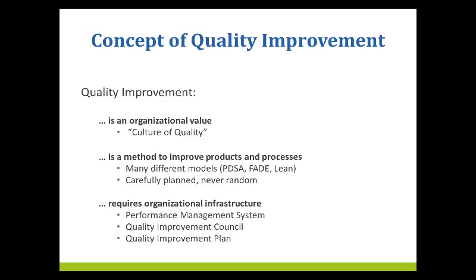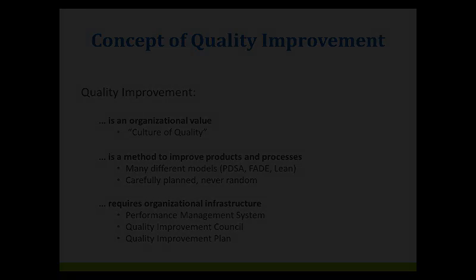Quality improvement also requires organizational infrastructure. This includes a performance management system so that the organization can identify areas that may need improvement. This includes a group that will oversee the process internally, providing training and guidance to the process. Finally, there should be a quality improvement plan that explains the quality improvement process. Let's talk about each of these components in a bit more detail.